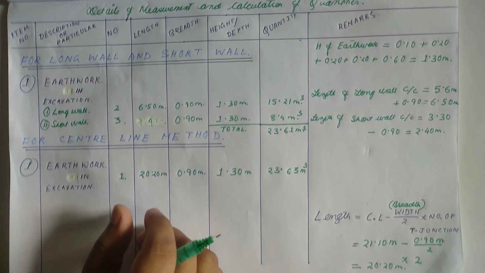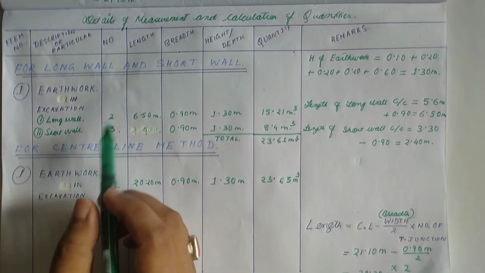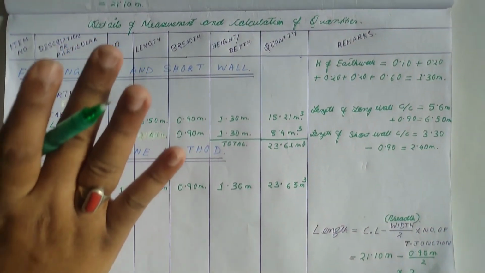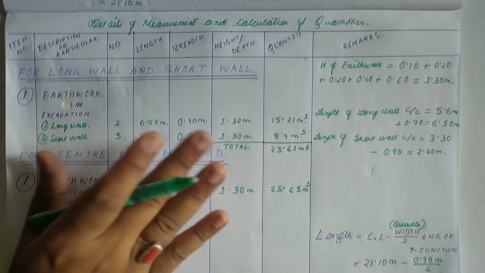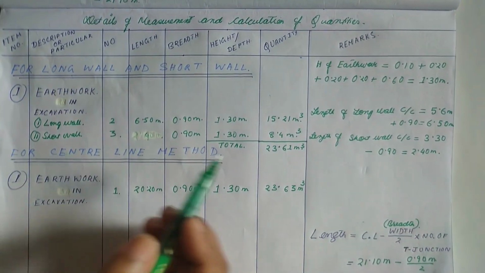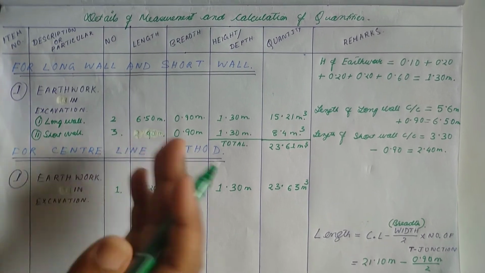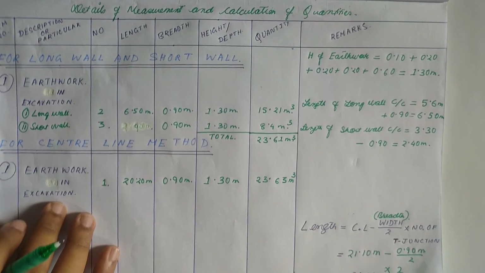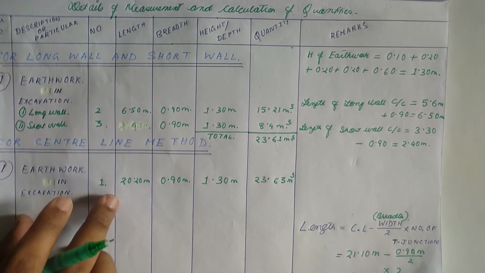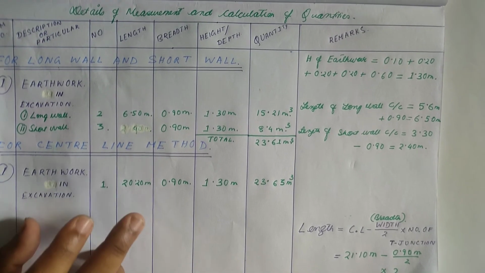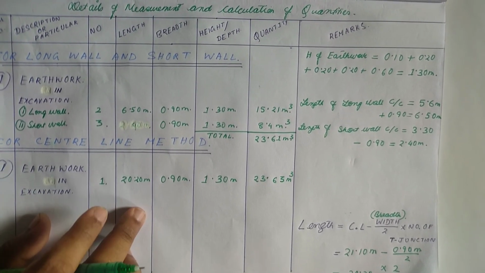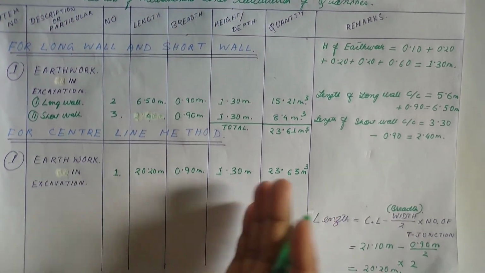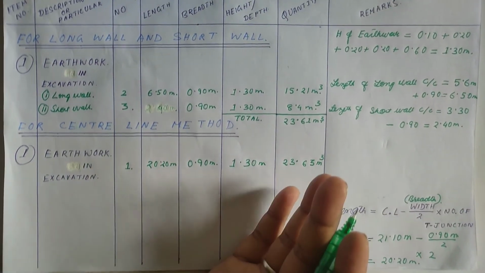So I hope you were clear about the main differences between the two methods, the center line method and the long wall and short wall method. See, in each and every particular for long wall and short wall, we have to find the quantity for long wall and short wall separately. But in the case of center line method, we just have to make the calculation one time. As we found the total length of the center line, we can directly go for the quantity.